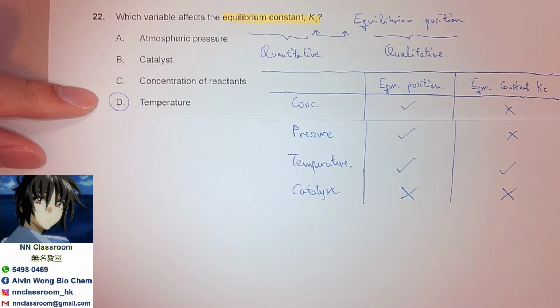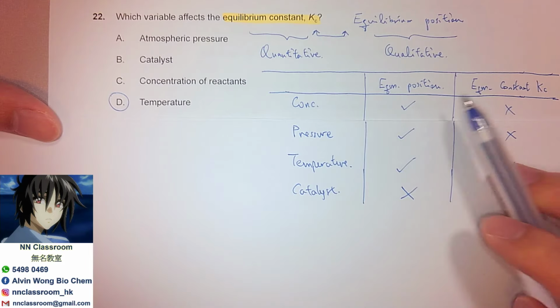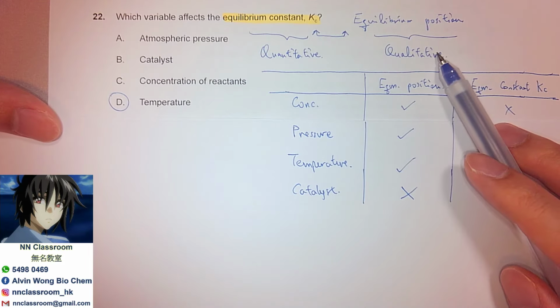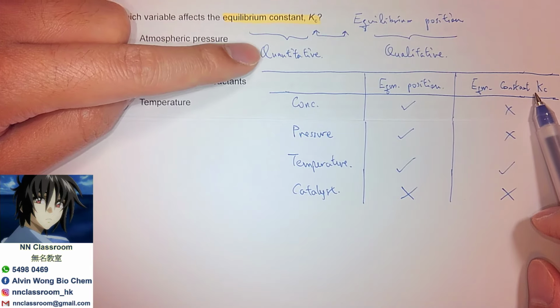So that's why for this question, the answer simply goes to D. But the related concept is a really big issue, that you need to be able to understand the difference between equilibrium position, a qualitative description, and the equilibrium constant, a quantitative description.